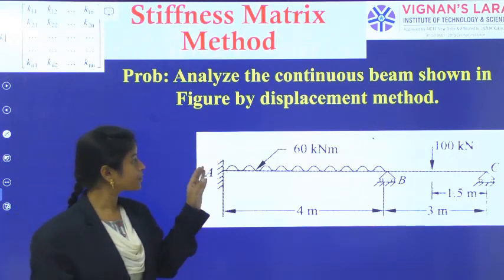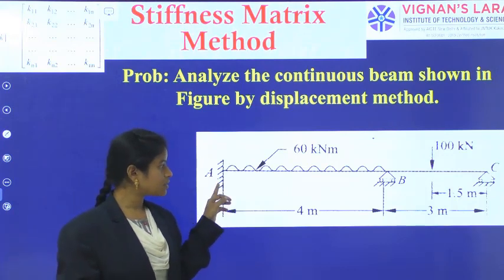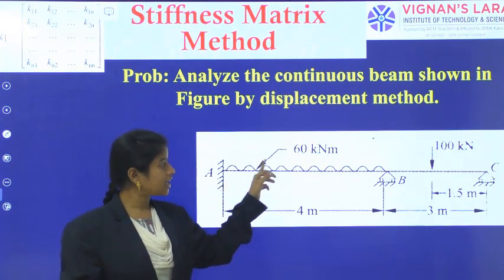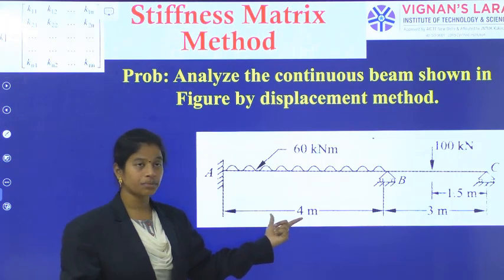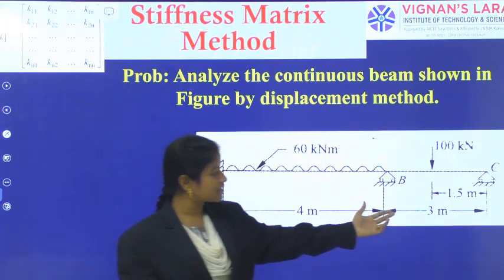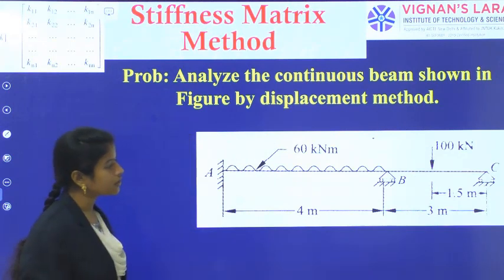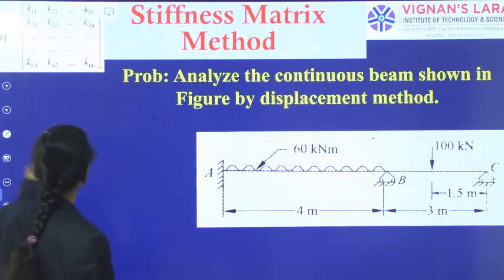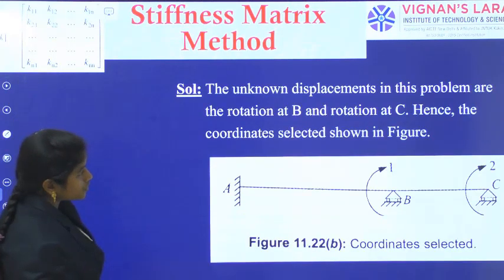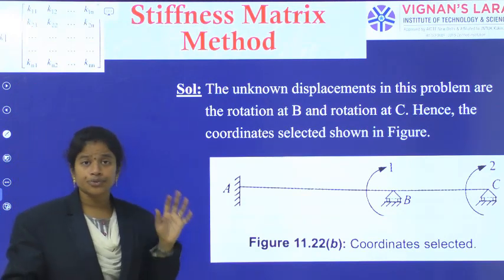Here is a continuous beam where A is fixed, with a UDL of 60 kN per meter over a 4 meter length up to B, and then from B to C there is a 3 meter length, and it has a 100 kN point load at 1.5 meter from the right end, that is at 3 meters. So what should we do?